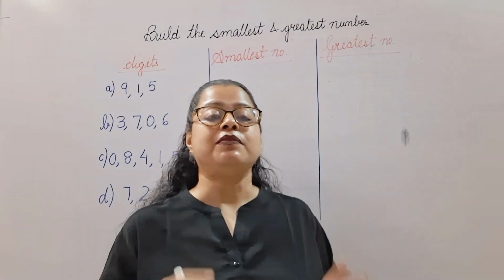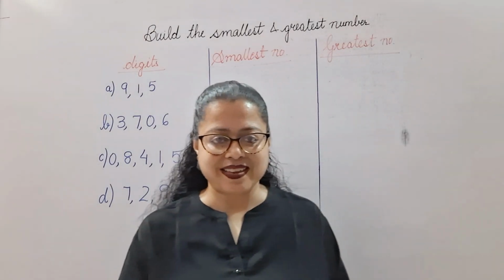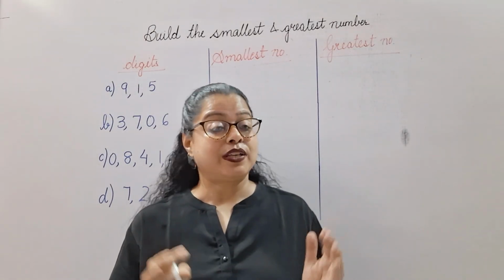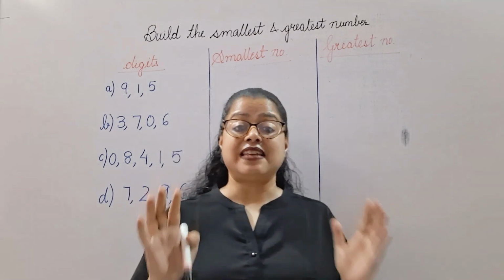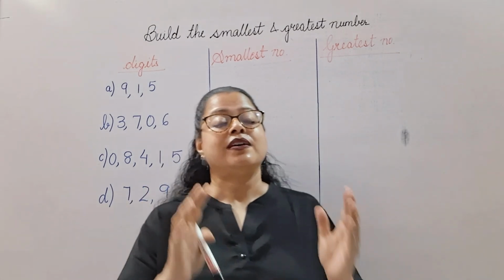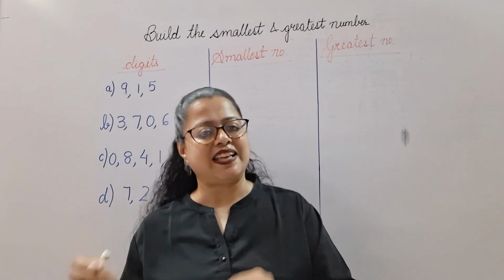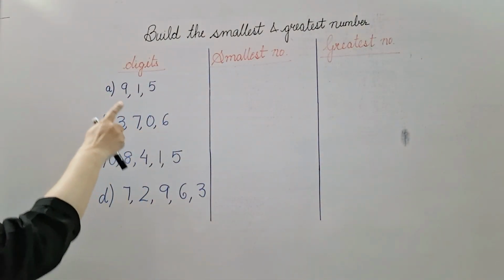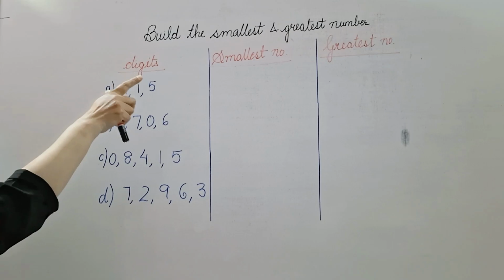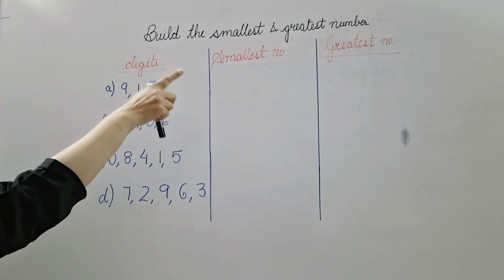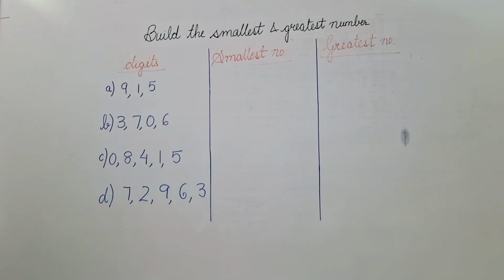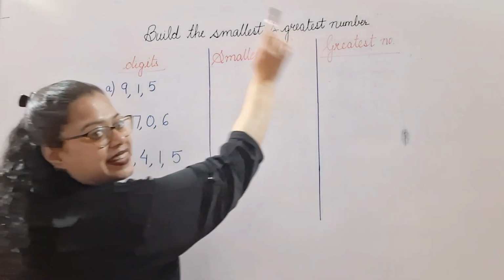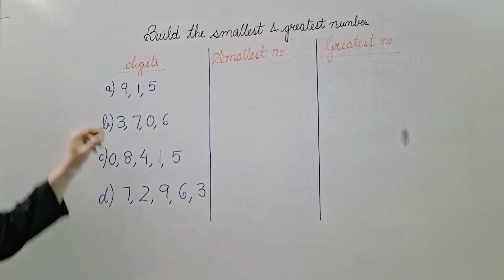आज हम digits को use करेंगे और numbers को build करेंगे. तो कितने डिजिट्स होते हैं? 10 डिजिट्स होते हैं, 0 से लेकर 9 तक. Okay, now see, build the smallest and greatest number. Digits, smallest number, greatest number. ठीक है, see.